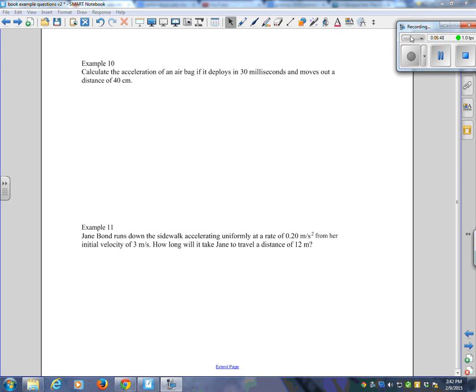Okay, here's a little bit of a challenging one. We're trying to find the acceleration. It deploys in 30 milliseconds, so you have to convert that to seconds. Milli means thousandth, so we're going to divide by 1,000, so that's 0.03. And the distance is 40 centimeters. D is 0.4.